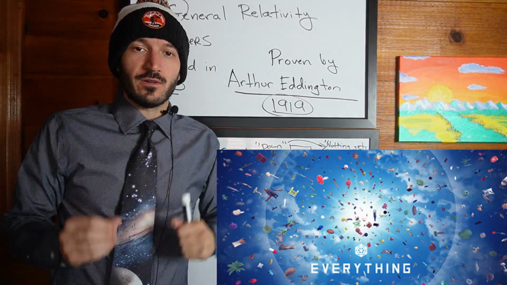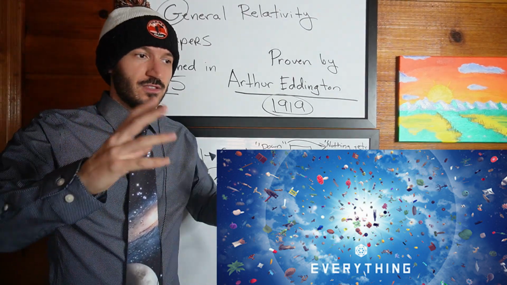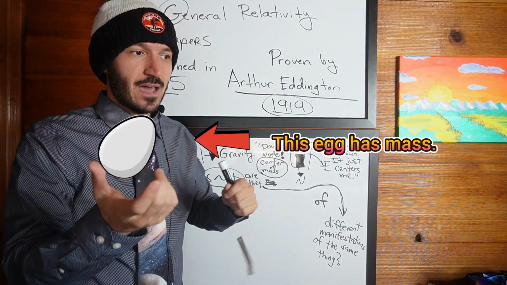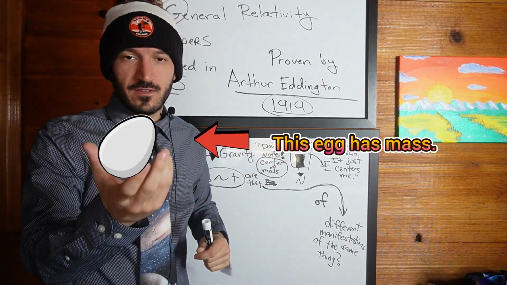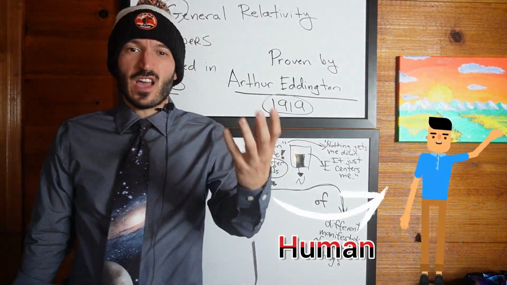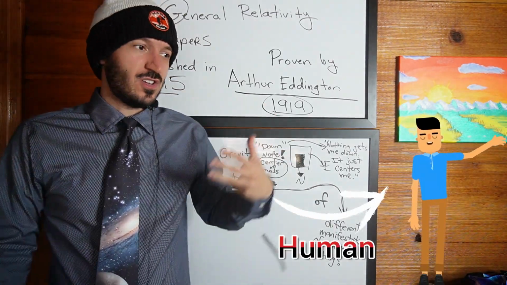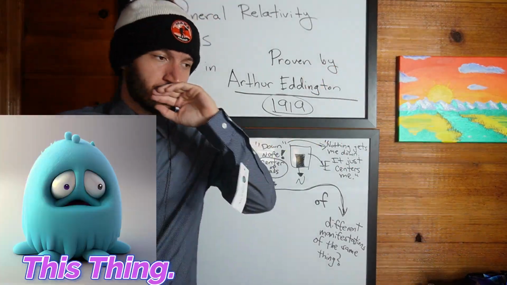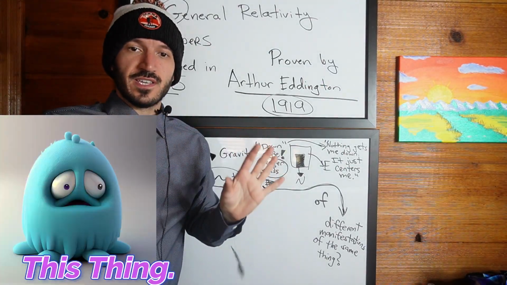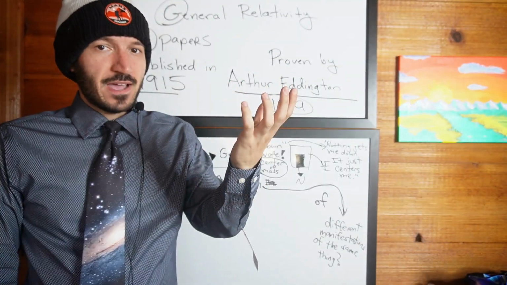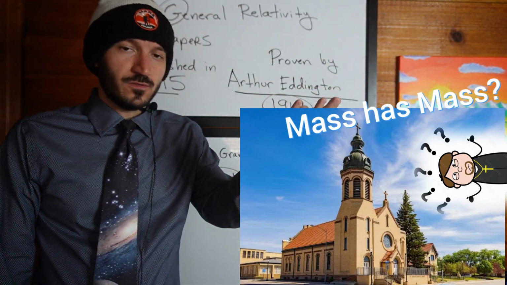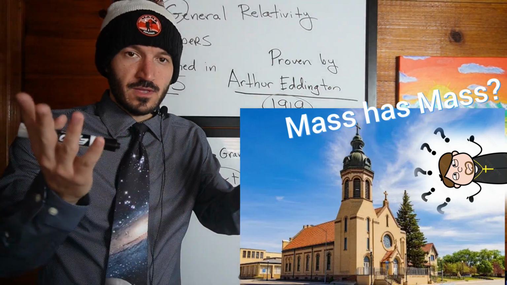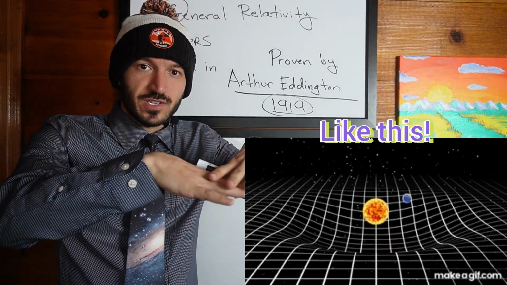Well, we now know that everything in the universe has mass. Matter has mass. If you got matter, you got mass. We humans got mass, tacos got mass, this thing's got mass. So all these things have mass in them. Mass basically creates little ripples, or as you've probably seen before, it indents and creates little impressions on the fabric of space.